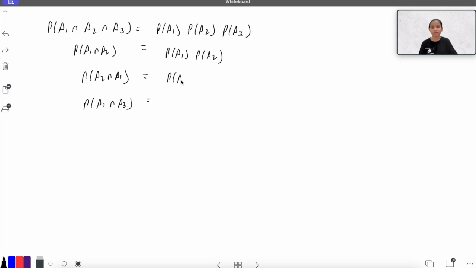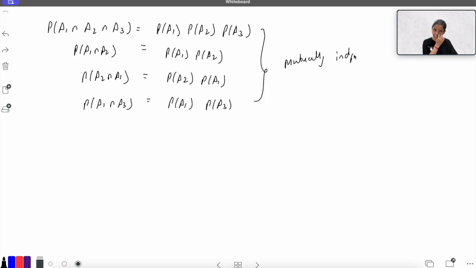So if these four conditions are satisfied, then we would say that the events are mutually independent. And if those three conditions that we noted on the previous page are satisfied, then we would say that the events are pairwise independent. Okay, now yes, this is the scenario for pairwise and mutually independent. Now let's come to the very next thing.